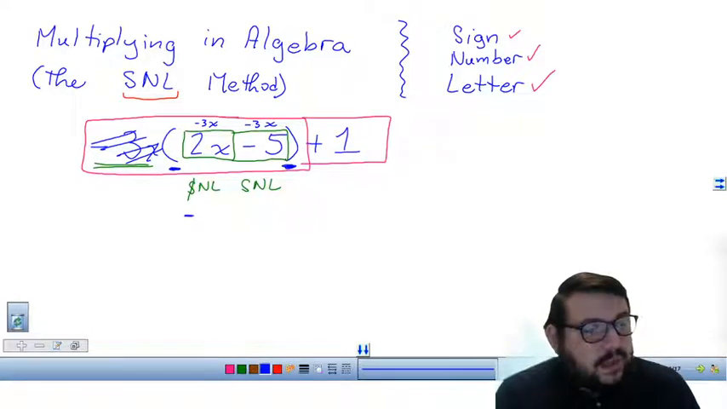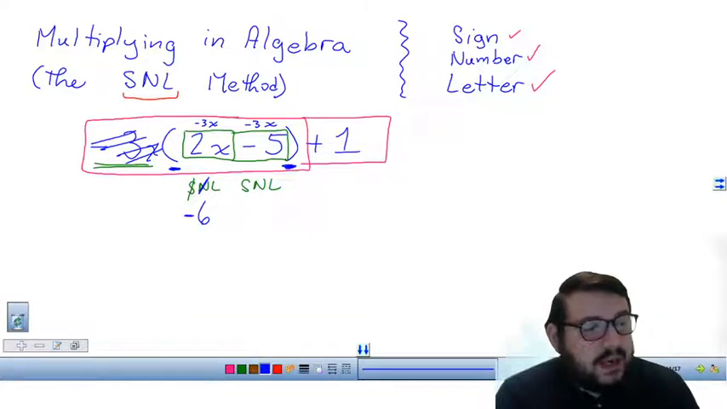All right, next one. N stands for number. Let's just multiply only the numbers. Don't worry about that negative. We already took care of it. We're just going to focus on the numbers. 3 times 2. 3 times 2 is 6.